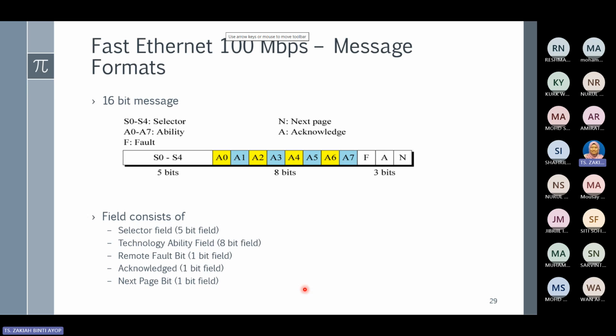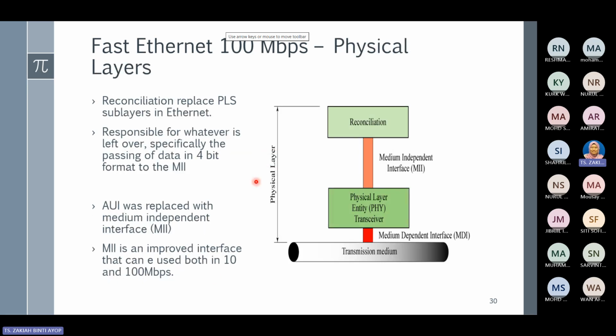Okay, the message format. It's a 16-bit message. They have a selector, ability, and then fault, next page, and then acknowledgement. The fields consist of a 5-bit selector, an 8-bit technology ability, a 1-bit remote fault, a 1-bit acknowledge, and a 1-bit next page.